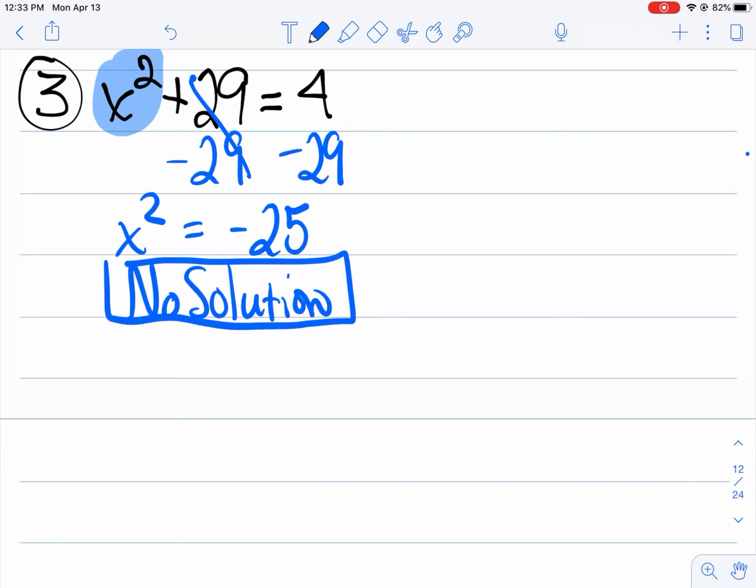So watch out for that. If you have an x squared equaling a negative number, that can't happen. Make sure you are aware of that and don't go on, because the answers are not plus or minus 5. Those are not going to work out, because 5 squared is not negative 25, and neither is negative 5 squared. So watch that.